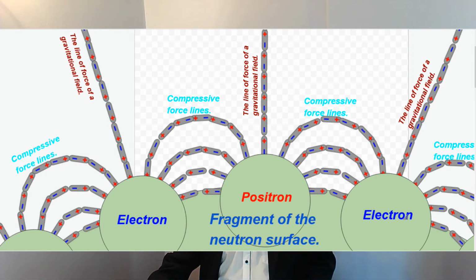Only a very limited number of these chains go outside the neutron and form the lines of force of the gravitational field. If we look again at the surface of the neutron, we see that the gravitational lines alternate from the positron and the electron. This means that the directions of these lines of gravity should alternate in the drawings. It also means that in gravitational interactions there will always be only the attraction of bodies, never repulsion.